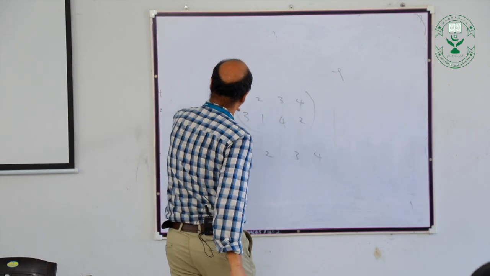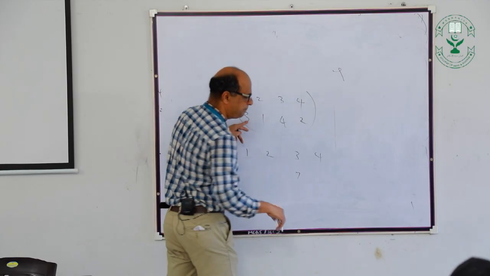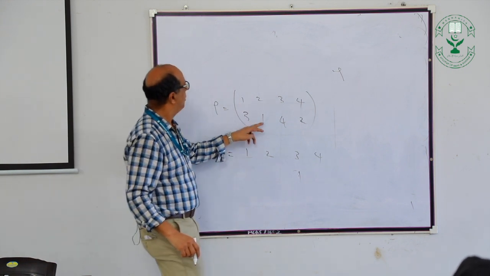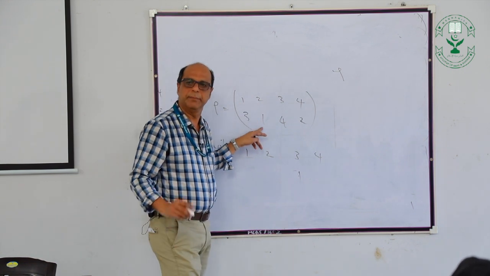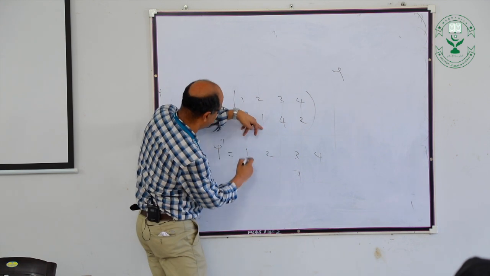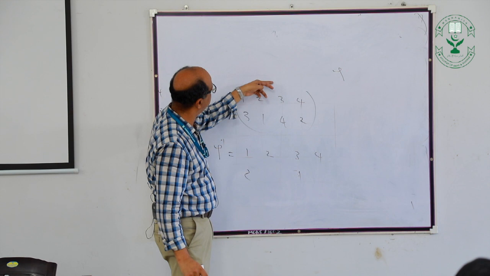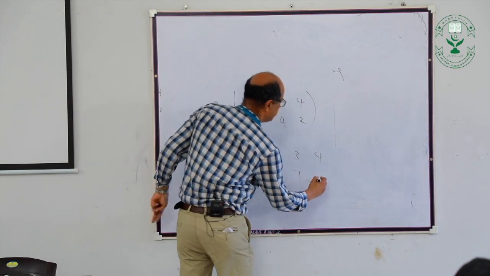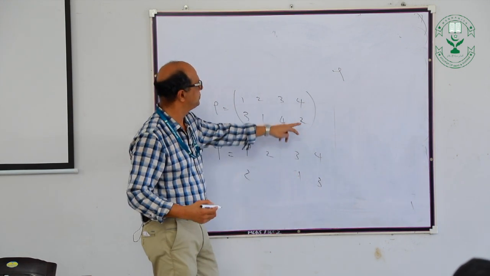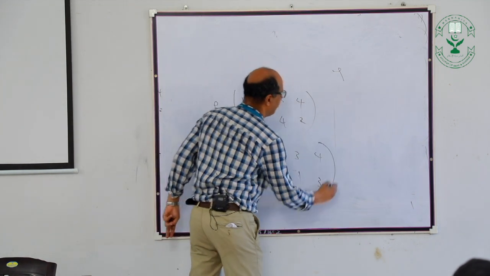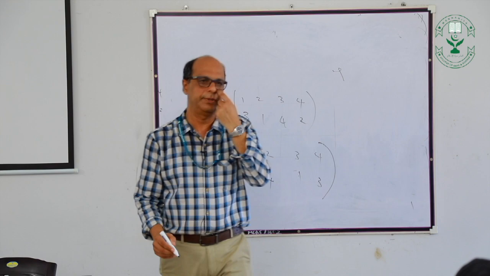So this means 1 maps to 3. For rho inverse, 3 maps to 1. 2 maps to 1, which means 1 maps to 2. So 1 maps to 2. 3 maps to 4, then 4 maps to 3. 4 maps to 2, so 2 maps to 4. This is how we define the inverse of a function.